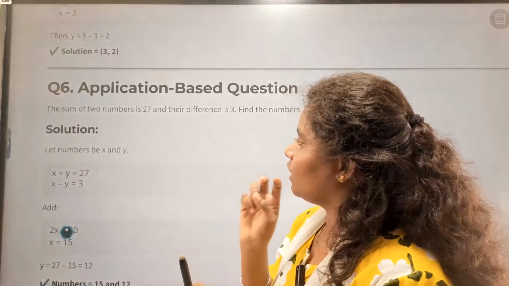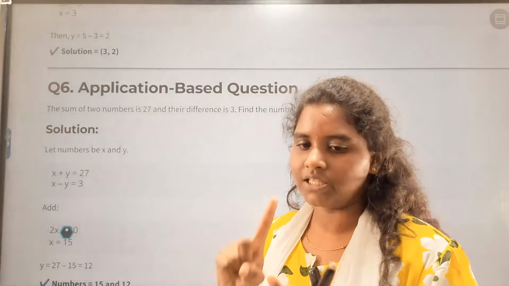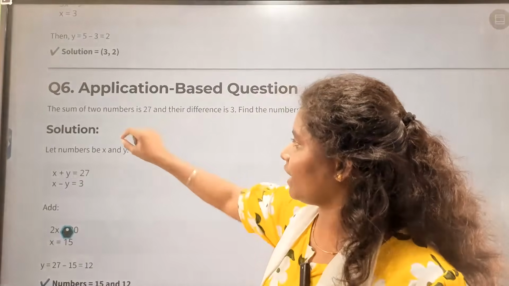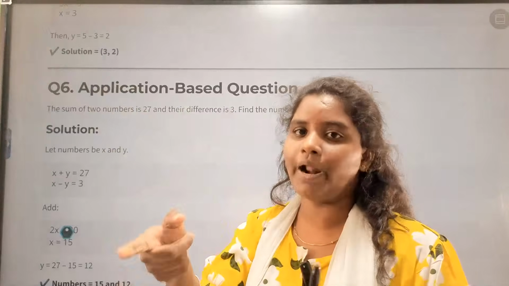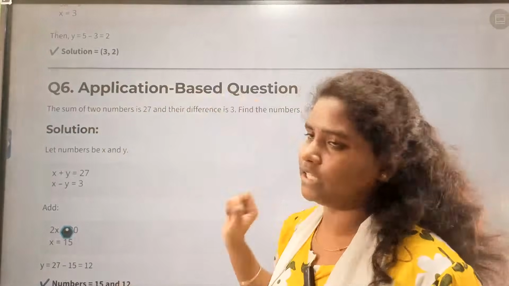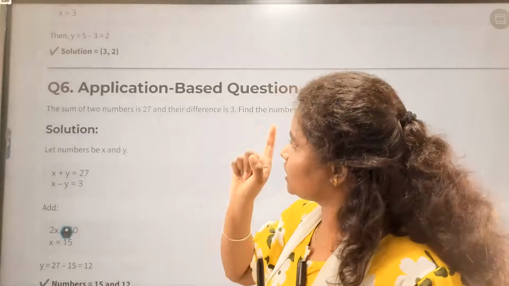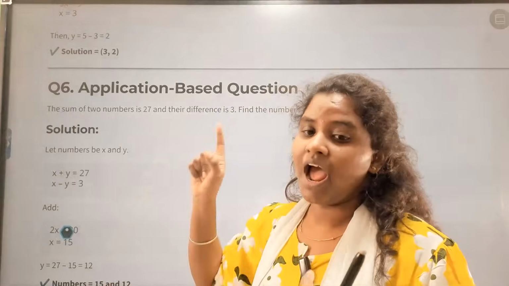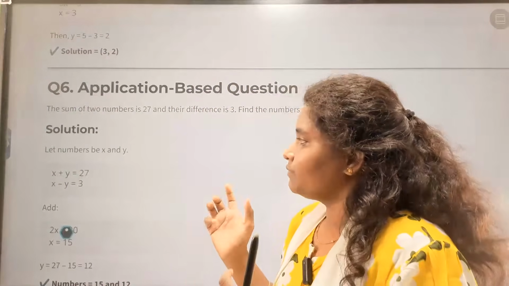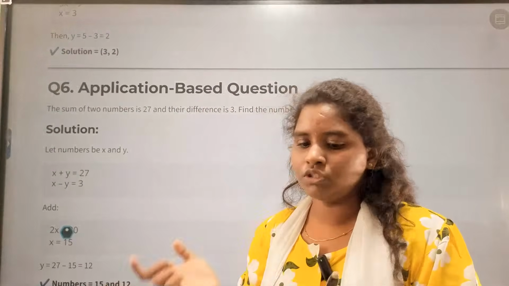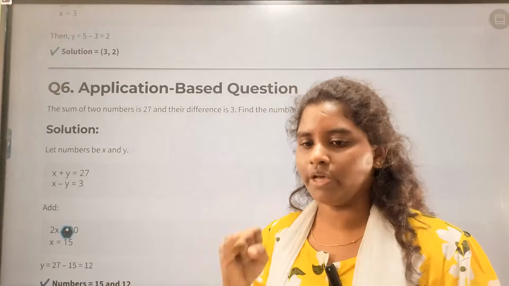So here the numbers are taken as x and y. The two numbers are x and another number y. If I add the two numbers, we get 27. If I subtract the two numbers, we get 3. Then we frame two equations. The first equation is x plus y is equal to 27 and x minus y is equal to 3. After this, we use elimination or substitution and we will get the answer for x and y.